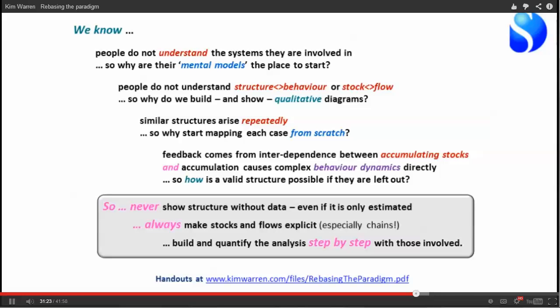In our journal, article after article spends a long time describing and portraying the structure, and then you move to another section of the paper where there are diagrams showing the behaviour. So you've got the structure in one part of the paper and the behaviour in another. How are you supposed to figure out where this behaviour comes from if it's not actually on the structure? Always make stocks and flows explicit, and build and quantify the analysis step by step.